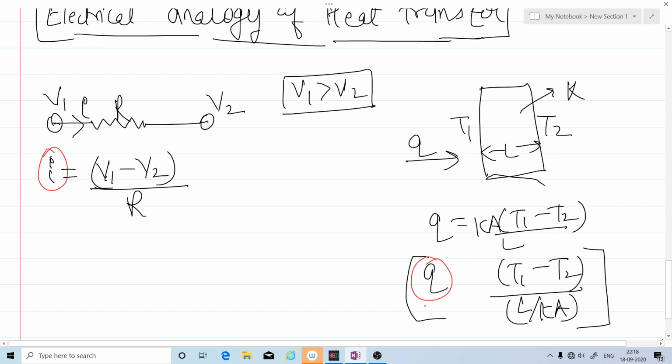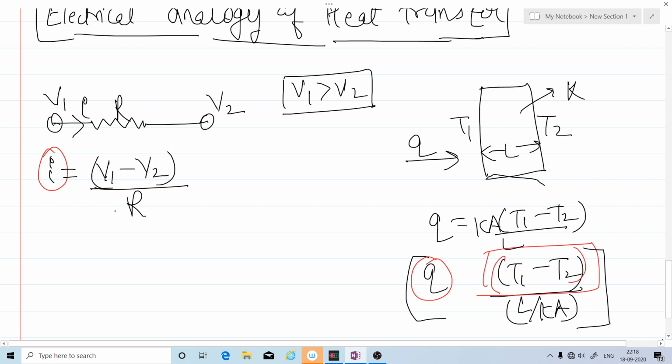there is a heat flow. Current is a flow of charge per unit time. Heat transfer is also a rate per unit time. Similar to V1 minus V2, there is a potential responsible for heat transfer to take place, that is temperature difference.